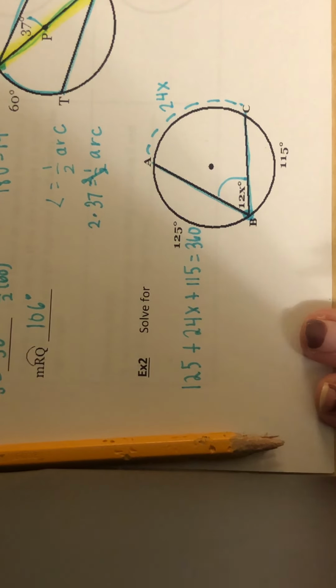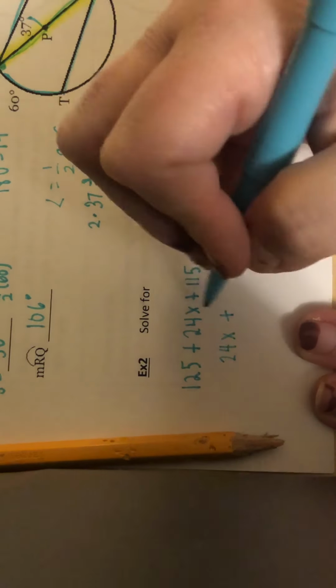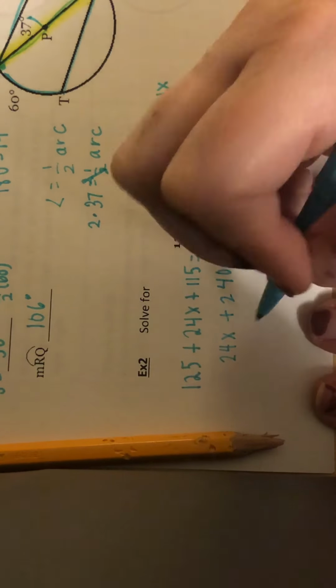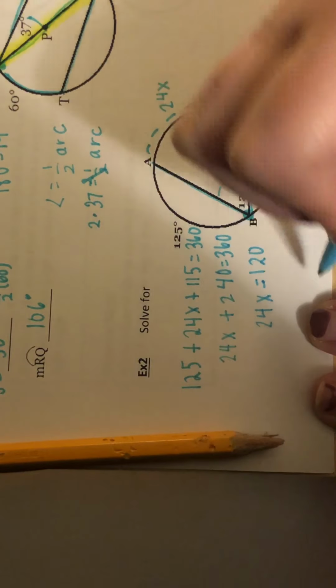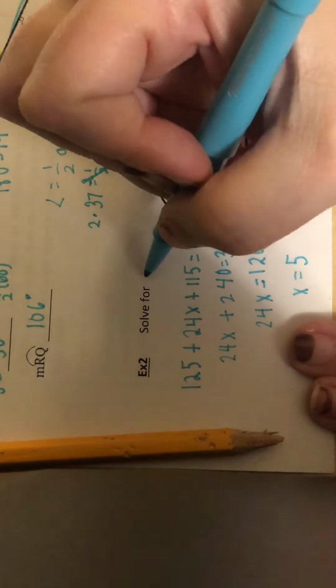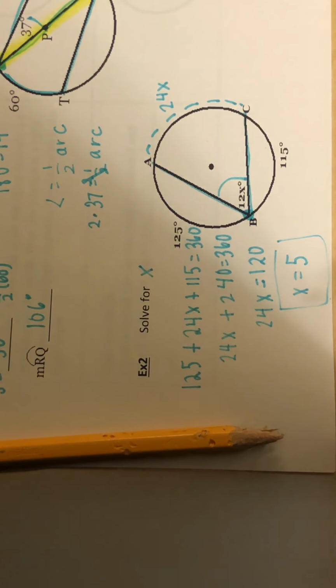All right, so if I combine some like terms here, I get that 24x plus 240 equals 360. Subtract 240 from both sides, I get 24x is 120 and x is 5. I know this was weird, I should have said solve for x. So in this particular problem, that is our answer.